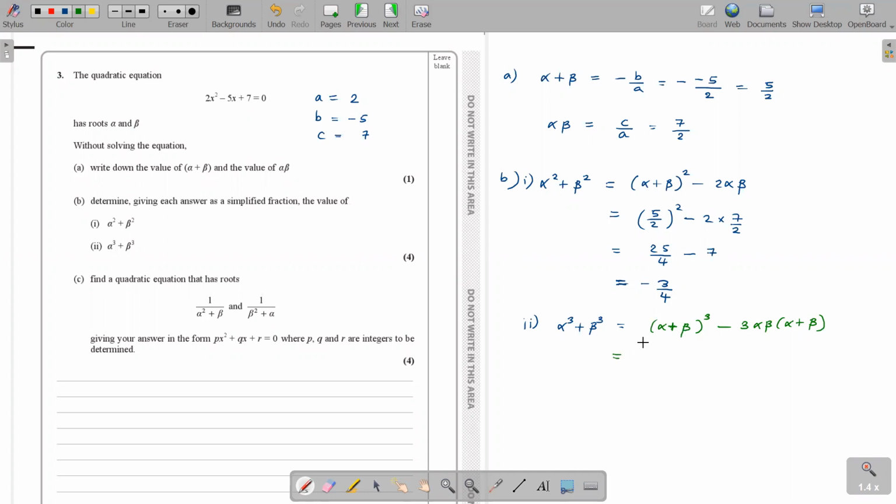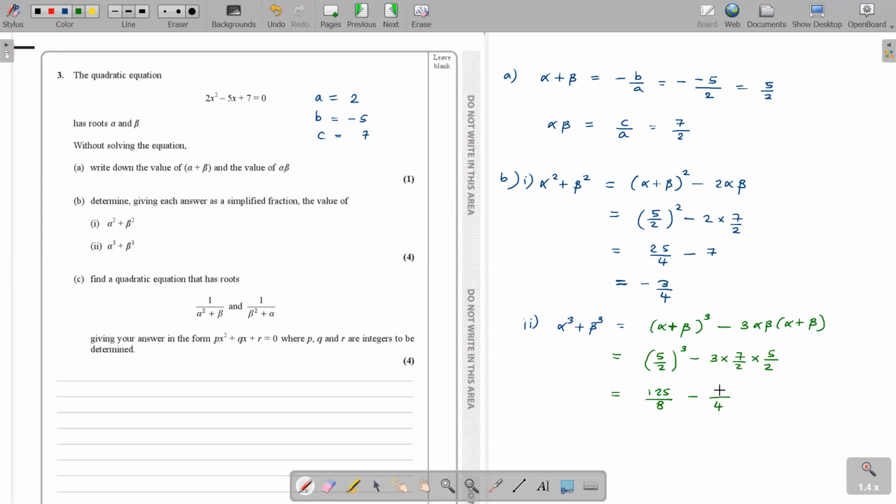Alpha plus beta is, we found the value, 5 over 2. So (5 over 2) to the power 3 minus 3 times alpha beta, which is 7 over 2, times alpha plus beta, which is 5 over 2. So let's work on this. 5 to the power 3 is 125. 2 to the power 3 is 8.